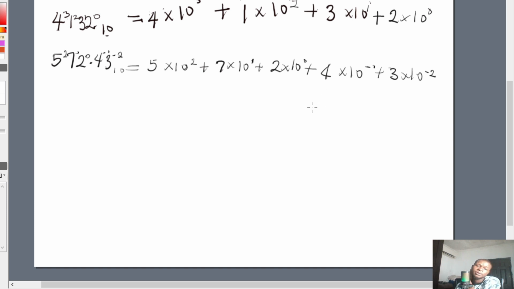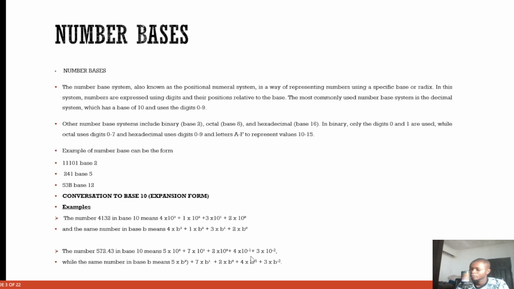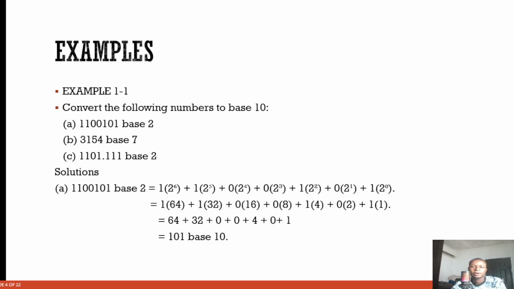So the next thing we'll be checking today is examples. Based on what I have taught you, I will try the first one, you try the second one, but I will still show you the solution. You can see basically here I use brackets, but it's still the same thing as multiplication. You can see the first example: we have to convert the following numbers to base 10.